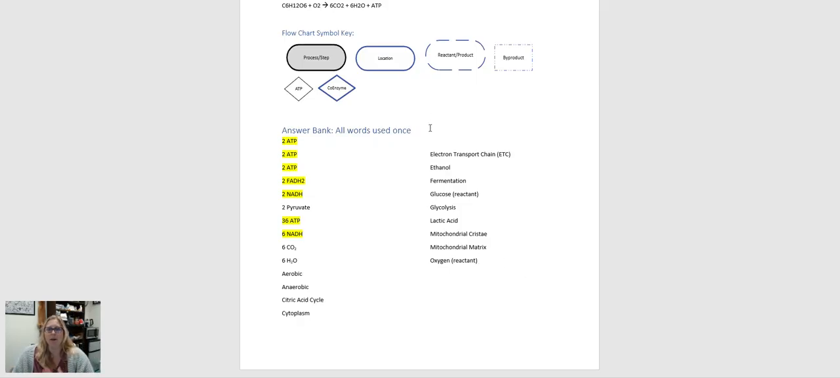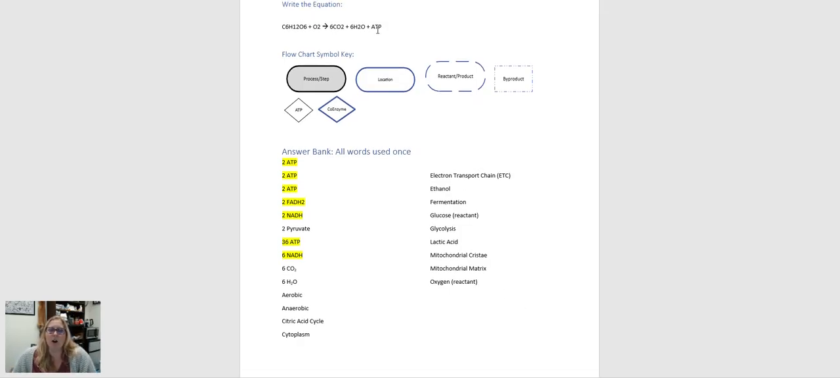I know that when I look at my equation, things that are on the product side are either energy or what we would consider waste or byproduct. So carbon dioxide and water. Carbon dioxide is a byproduct then, and water is a byproduct.